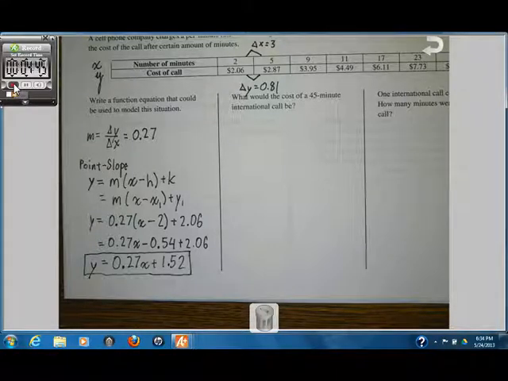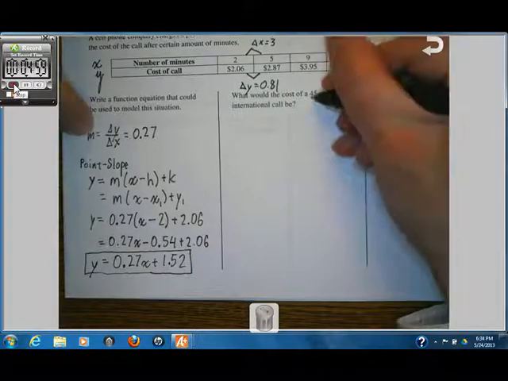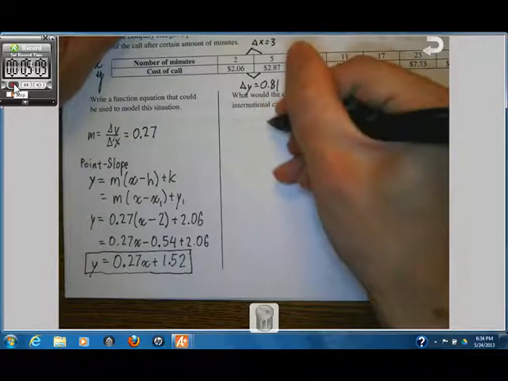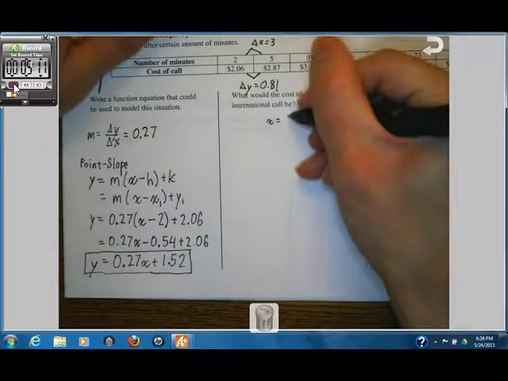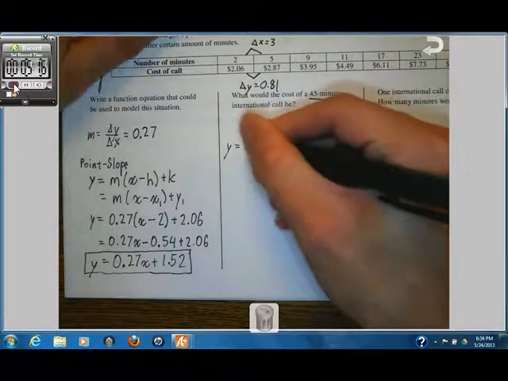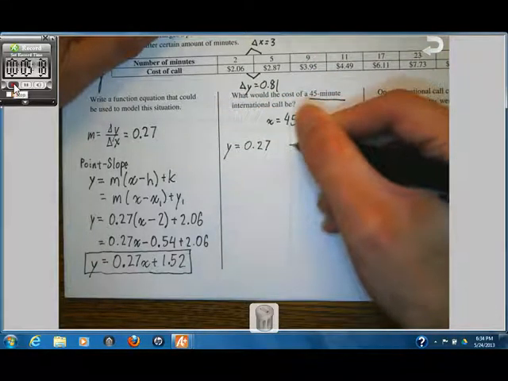What would the cost of a 45-minute international call be? Basically what they're asking you to do is, do you know what you're looking at? 45 minutes. Does that make it an x value or a y value? It makes it an x value. So basically they're saying, now solve it if x is equal to 45. So you're like, alright, well I already know that this is 0.27x plus 1.52. But instead of x, I'm going to put 45.